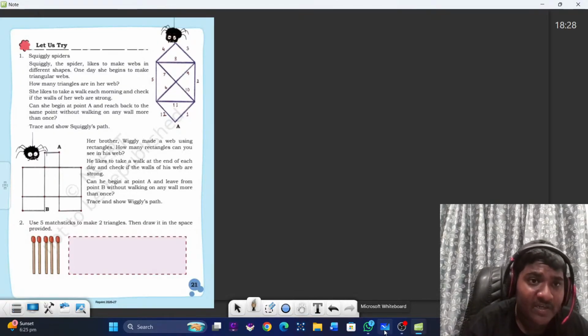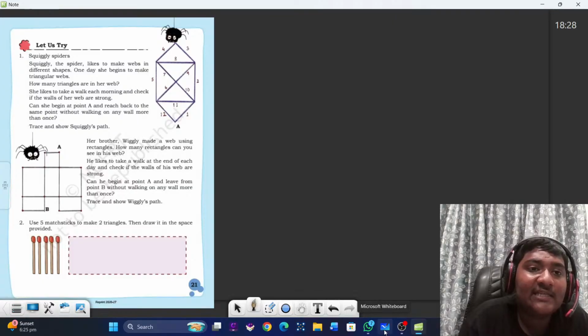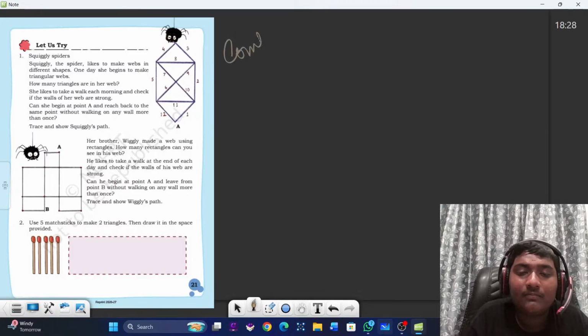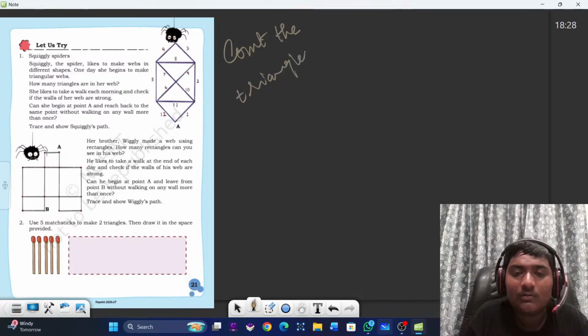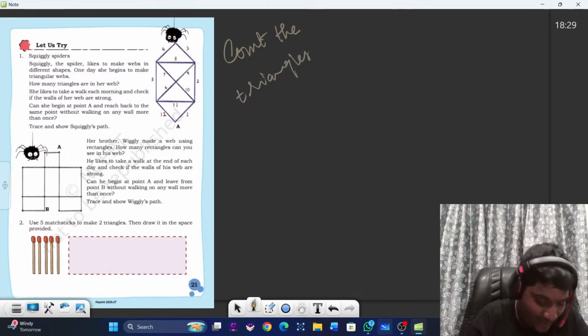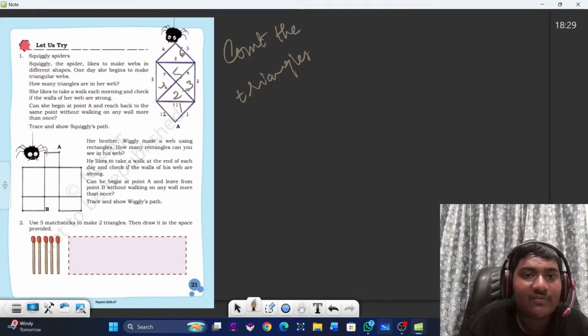Yes, on this page, Squiggly the spider. Squiggly the spider likes to make webs of different shapes. One day she begins to make triangular webs. How many triangles are there in her web? Now you have to count the triangles given in Squiggly's spider web. Now, will you tell me how many triangles are there? There are one, two, three, four, five, six. It's very easy. There are six triangles.